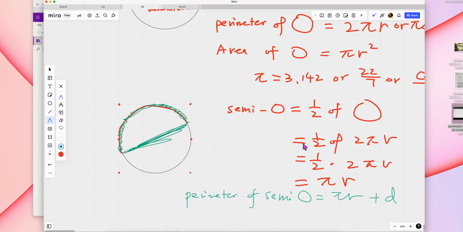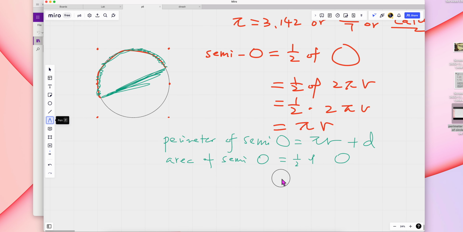Okay? So the area of this semicircle is half of a circle, right? The area of a circle is pi r square, so half of that is the area of the semicircle. Okay? And then it depends what the r is. So if in this case r is equal to 5, then you just plug in the numbers.